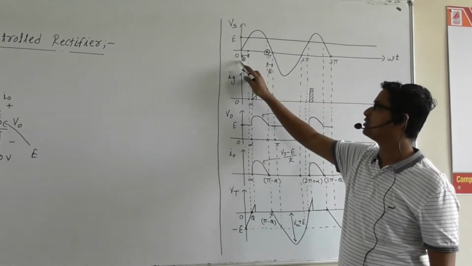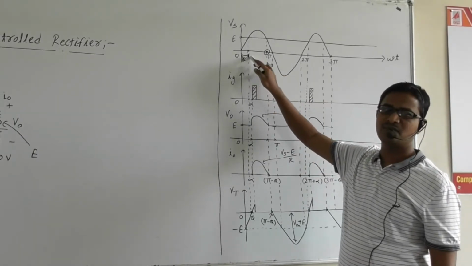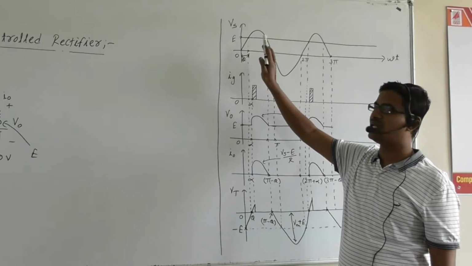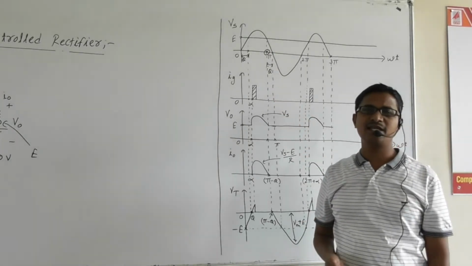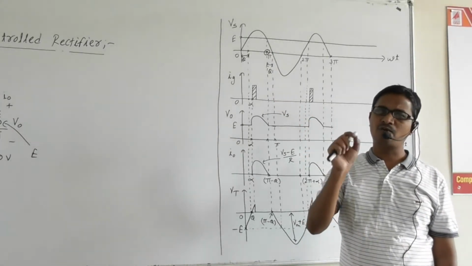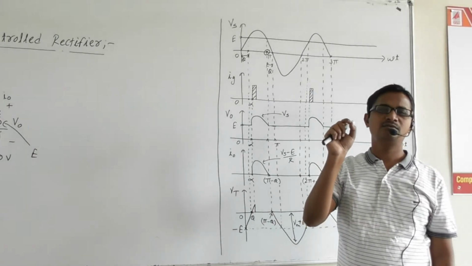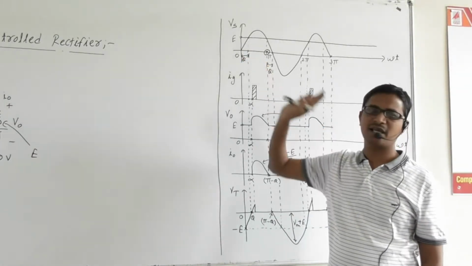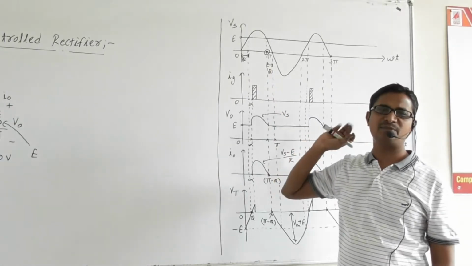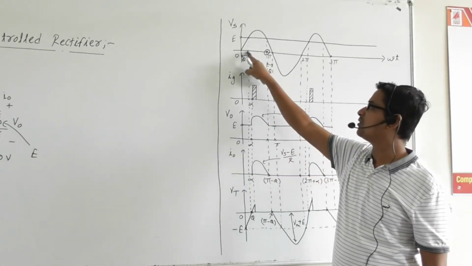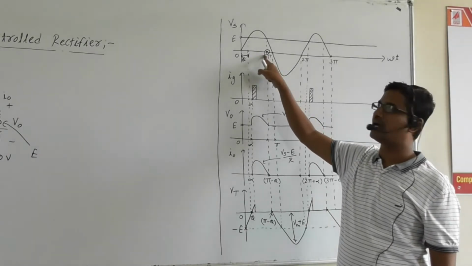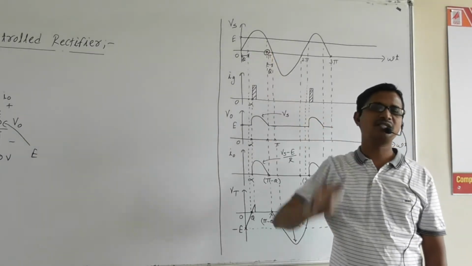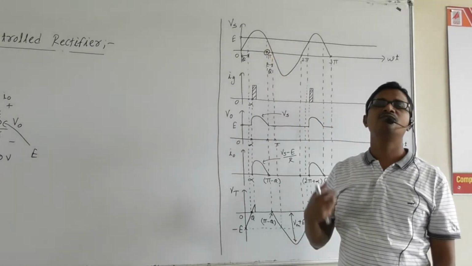Here, if you check the VS and E waveforms, during omega t equal to 0 to theta, VS is less than E. VS less than E means the SCR is in reverse bias mode, because the anode voltage is less than the cathode voltage. From omega t equal to theta till pi minus theta, VS is greater than E. VS greater than E means the SCR is in forward bias mode.